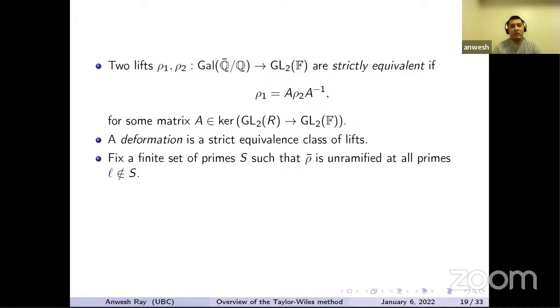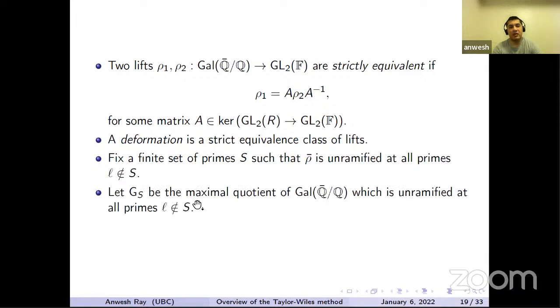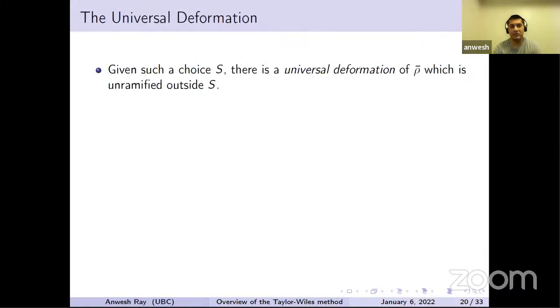Okay, so we have our rho bar, and now we want to talk about the notion of a universal deformation. In order to do that, we need to fix a finite set of primes S, which contains all the primes at which rho bar is ramified. In other words, rho bar is unramified away from S. We fix such a set of primes, and G_S is going to be the maximal quotient of the absolute Galois group which is unramified away from S. So if a representation factors through G_S to GL_N, then it is unramified away from S. This is a little bit of notation that actually helps us.